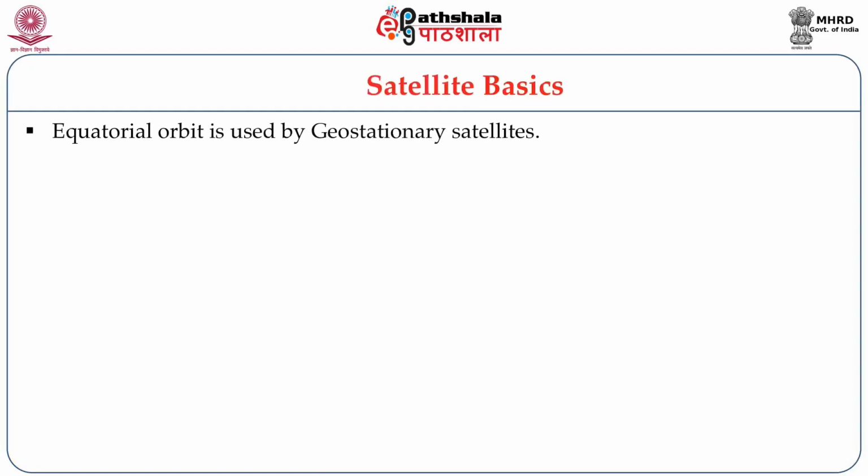So this equatorial orbit is usually used by the satellites known as the geostationary satellites. These geostationary satellites are positioned at a fixed distance and place above a particular region. So relative to the motion of the Earth, or the rotation of the Earth, the geostationary satellites maintain the same position above the Earth.